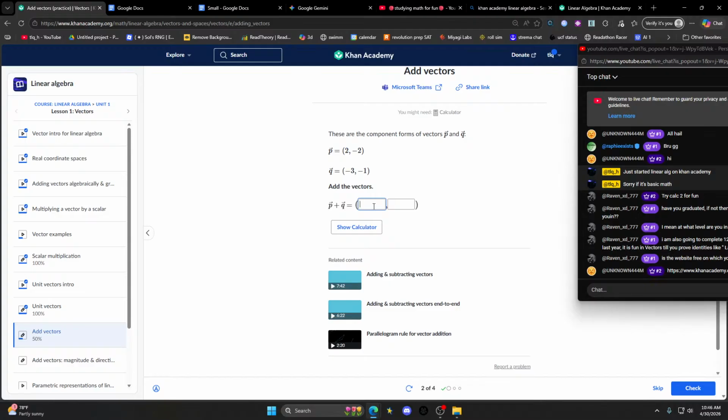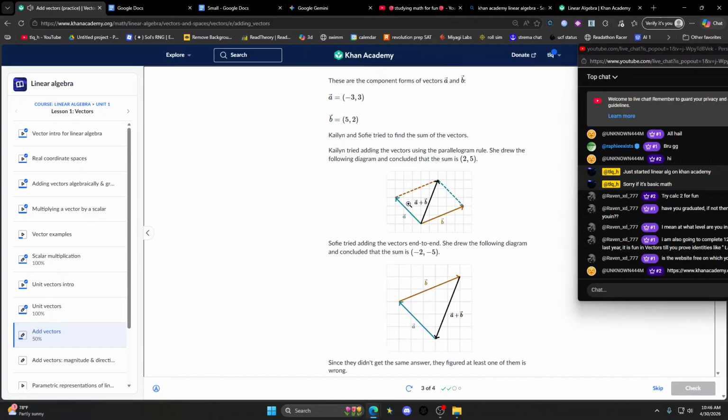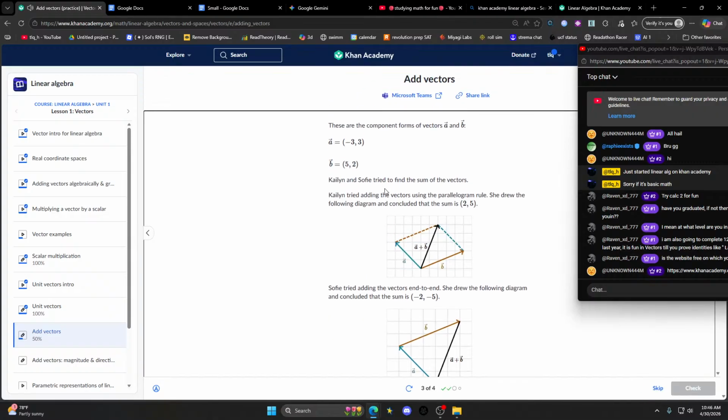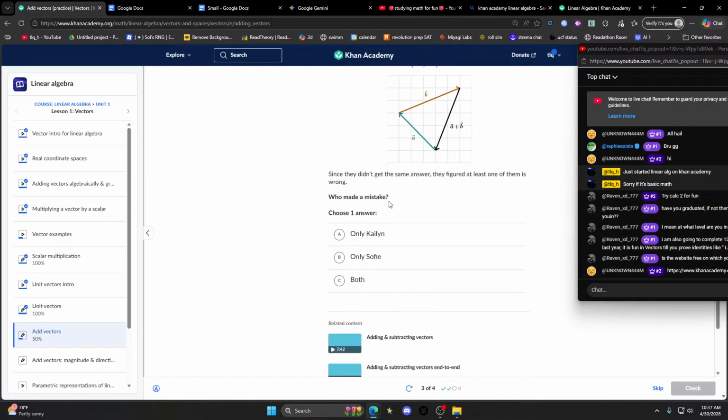Okay. P is, add the vectors. This is very simple. -1 and -3. Okay. And we got this. Okay. Now I understand what this question's actually asking. Why is it who made a mistake instead of who got it correct?